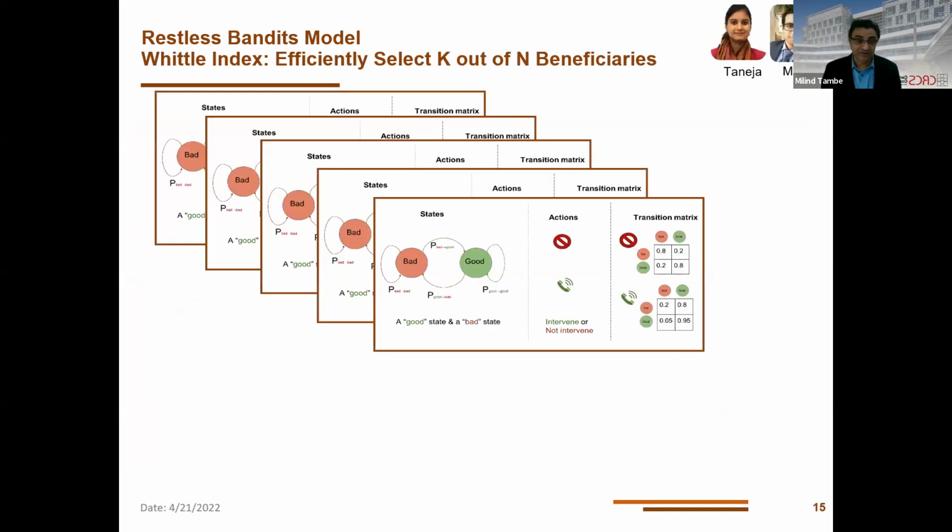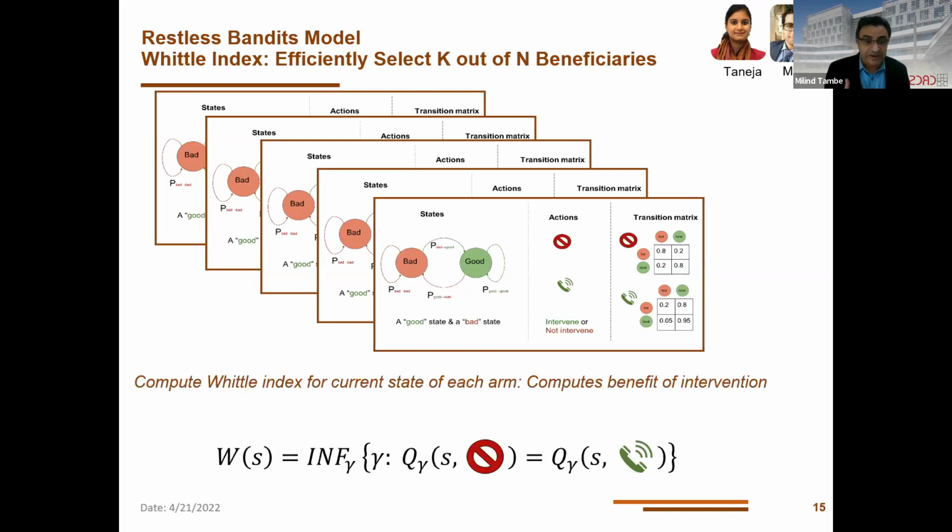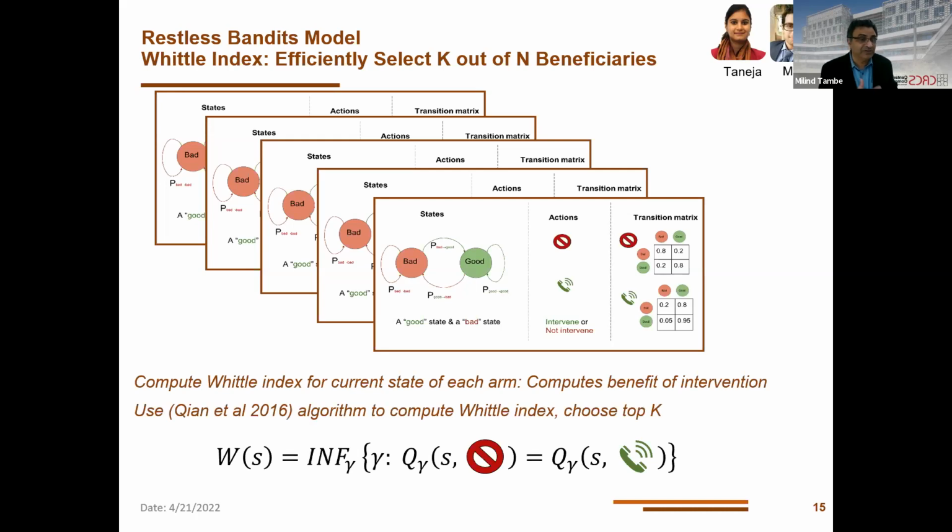In reality, of course, we have 100,000 mothers, so we have all these different MDPs. We have to choose 2,000 of these arms. This is a very difficult problem. It's shown to be PSPACE-hard. So here, one approach is to compute a Whittle index based on the current state of the arm. A Whittle index essentially computes the benefit of intervention. Technically, it's a subsidy that's provided so that the expected utility given a passive action becomes equal to the expected utility given an active action, meaning intervention. But for the current discussion, it suffices to understand that the Whittle index computes this benefit of intervention. And we use an algorithm we developed in 2016 to compute this Whittle index and then rank all the mothers and choose the top K.